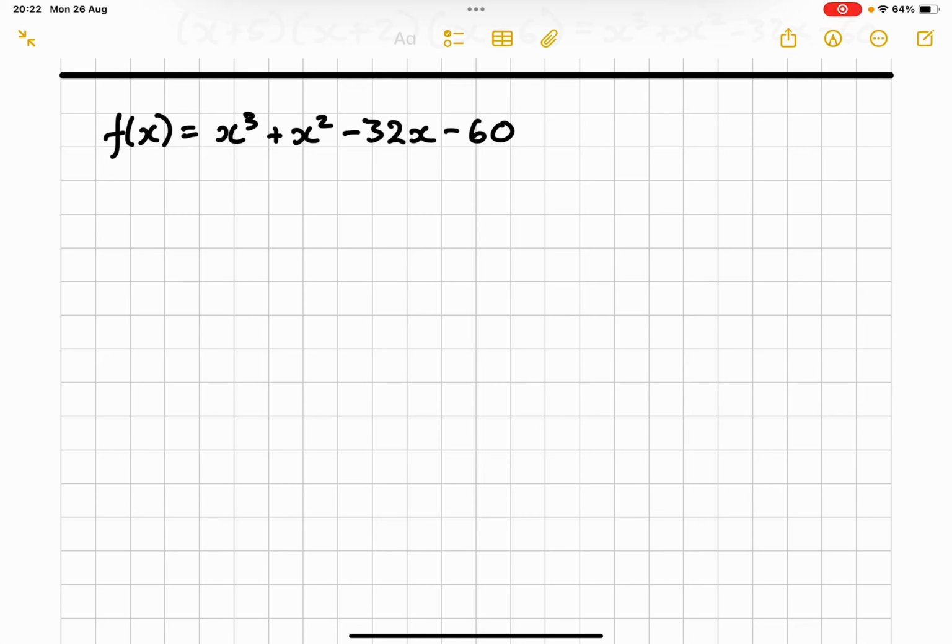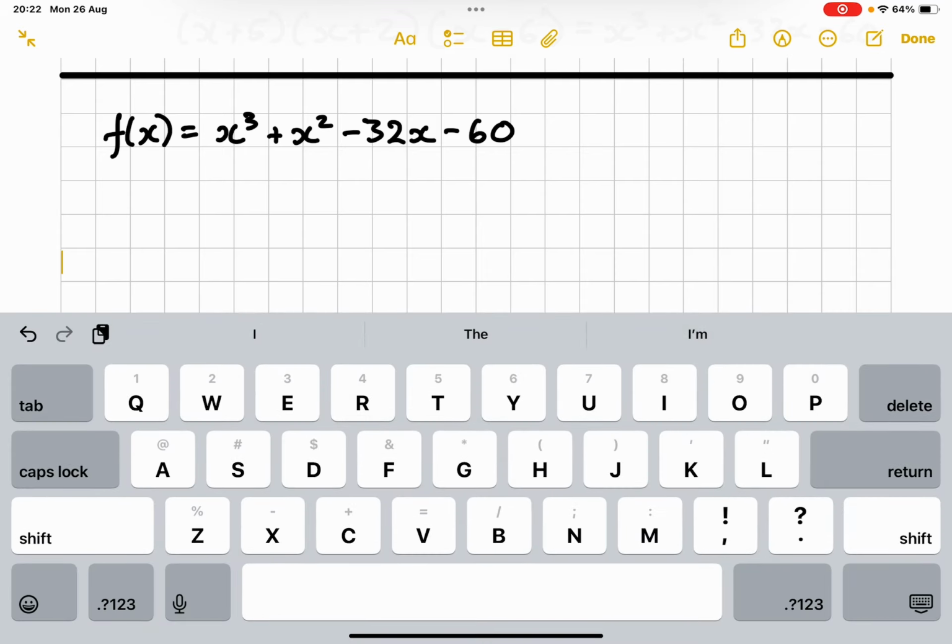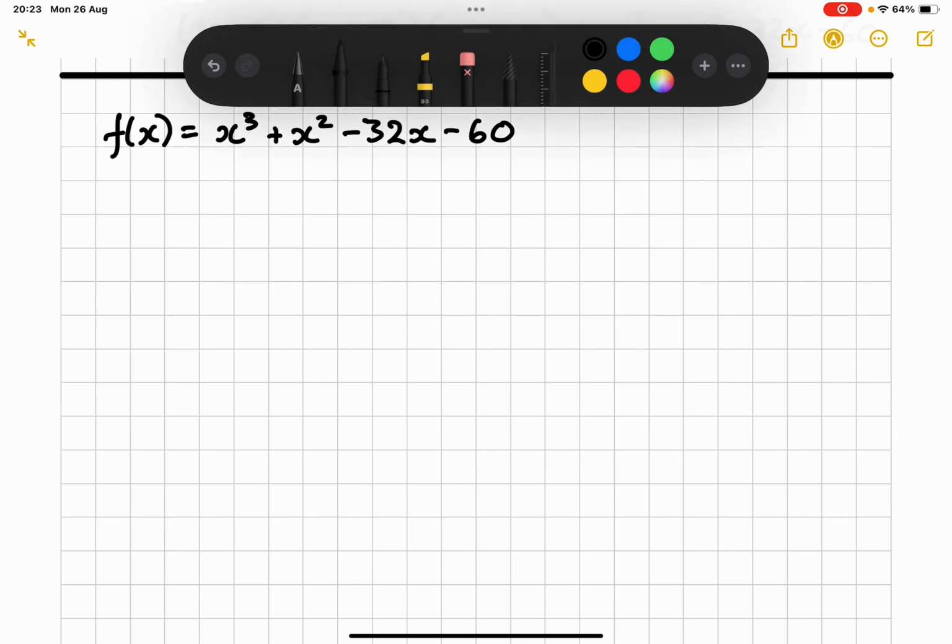So look in the f of x column, and look for where it says 0. So in this case, it will be -5. So f of -5, so where x is equal to -5, basically, you'll end up with 0.